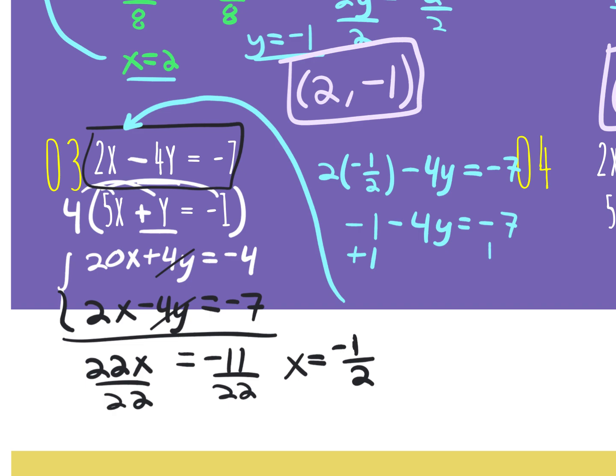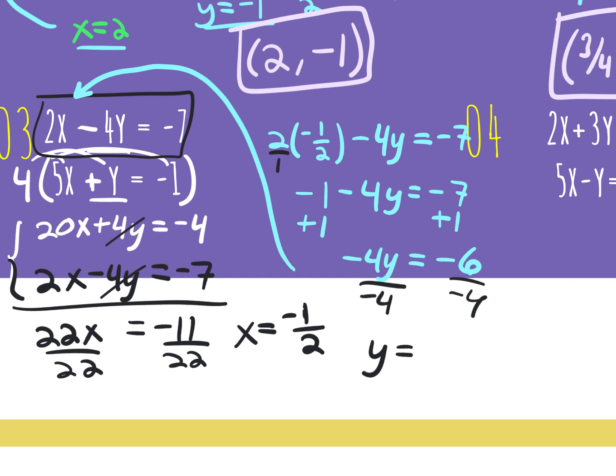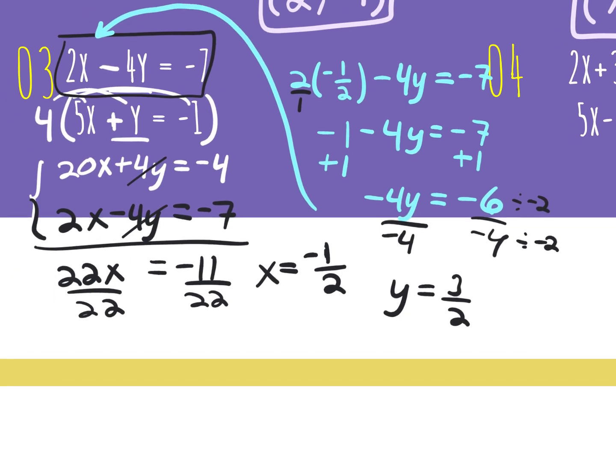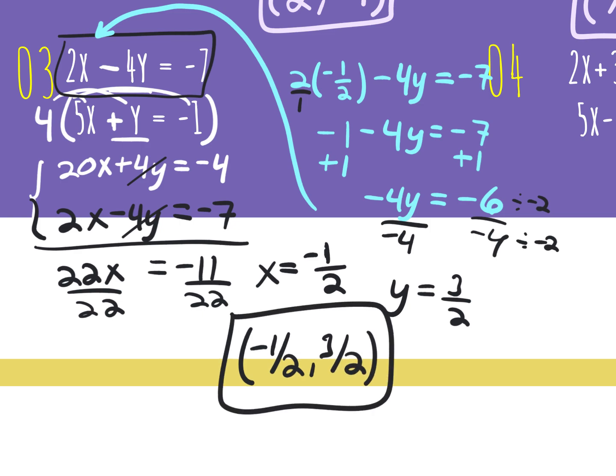And then we just solve for y. Let's add 1 to both sides. We get negative 4y equals negative 6. And then when you divide both of these by negative 4, we get what for y? As a fraction, it would be 3 over 2. Divide the top by negative 2, divide the bottom by negative 2. So we get x is negative a half, y is 3 halves. As an ordered pair, this is going to get you negative a half, comma, 3 halves. And that's our final answer.